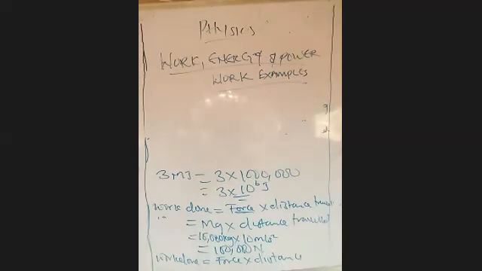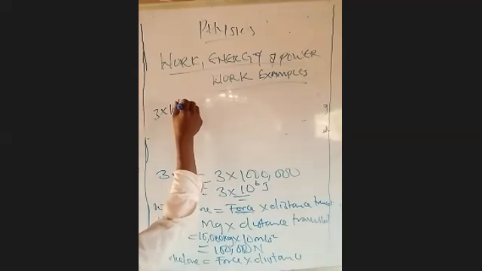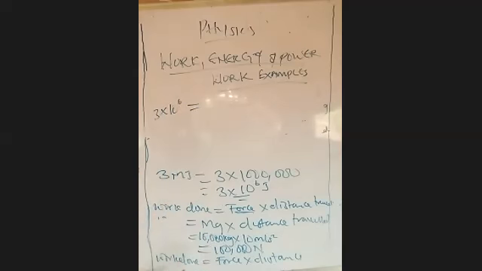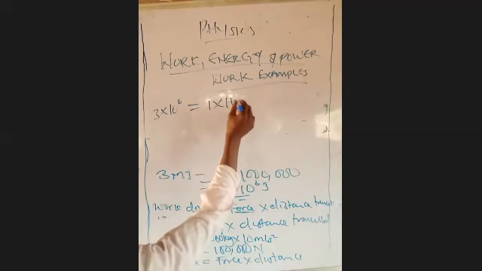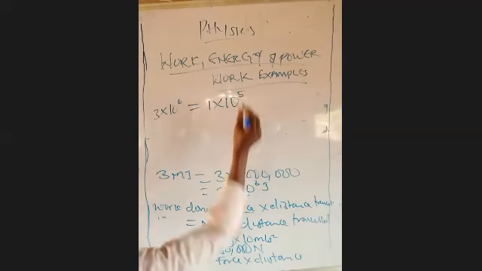So let's move on. If work done is equal to force times distance, our work done is equal to 3 times 10 raised to power 6, which is equal to force. Our force is 100,000. Now what we need to do is to convert this force back to the standard form, and this will be 1 times 10 raised to power of 5.